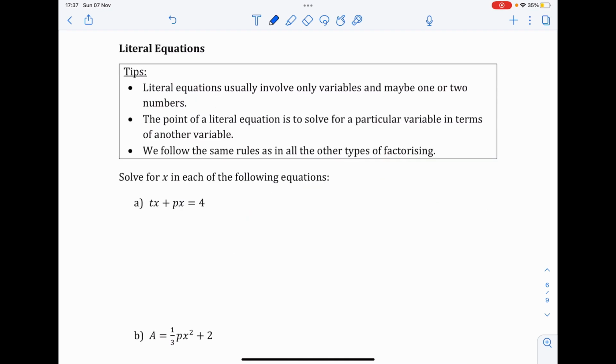Next is literal equations. Literal equations usually involve only variables and maybe 1 or 2 numbers. The point of a literal equation is to solve for a particular variable in terms of another variable. So you want to get that variable equals the rest of the equation. We follow the same rules as in the other types of factorizing and equations.